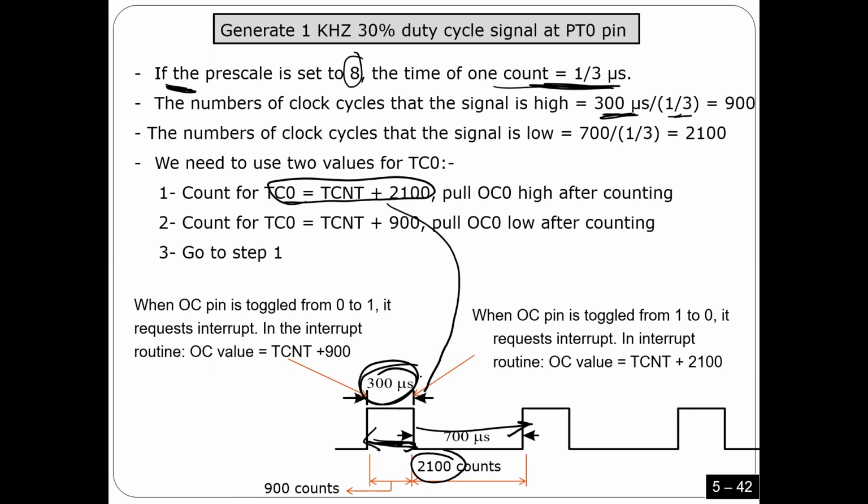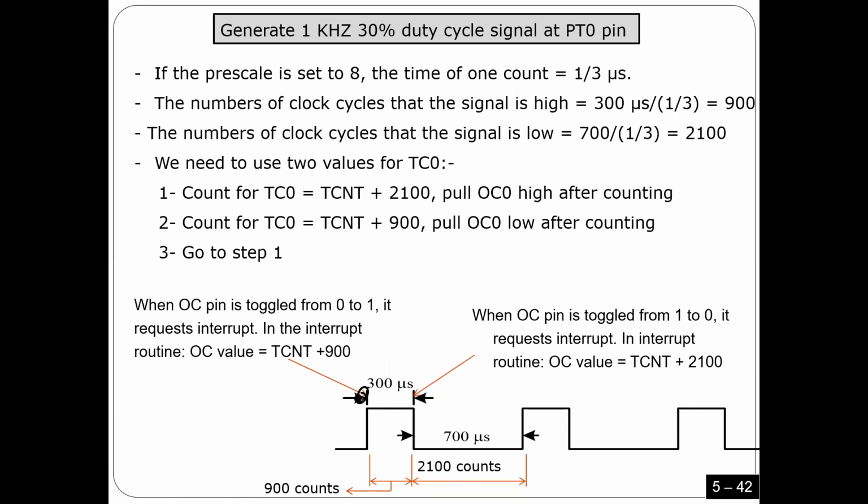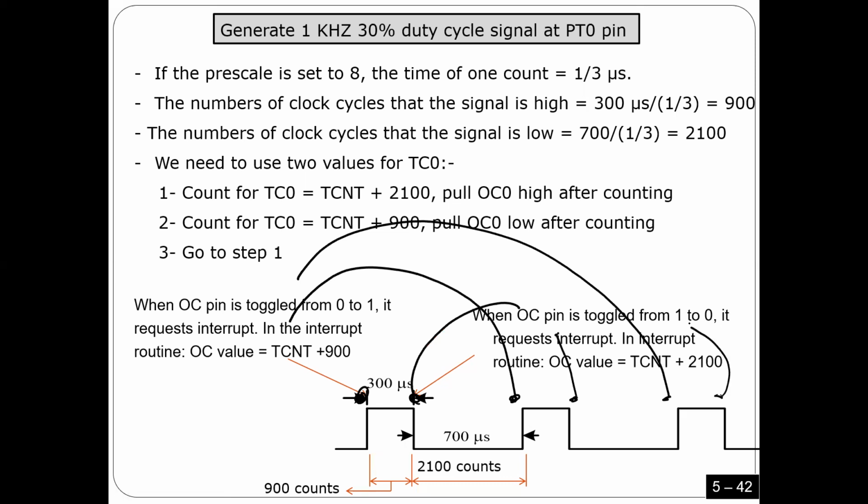As I explained before, guys, we're going to have one interrupt here, one interrupt here, and so on, right? So in this interrupt here, I'm going to say next time toggle after 900, and here I'm going to say next time toggle after 2100. Every time I come here, I'm going to say next toggle after 900, and every time I come here, after 2100.